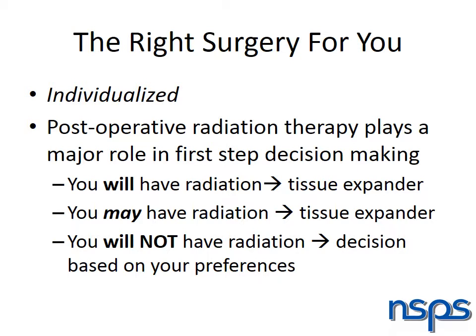Choosing the right surgery for you requires discussion between you and your surgeon. The need for postoperative radiation will play a role in your first decision-making step. In general, if it is known or suspected that you will need postoperative radiation therapy, it is strongly recommended that you begin with tissue expander reconstruction. If it is known that you will not need radiation therapy, the decision regarding initial reconstruction surgery is guided more by other factors, including individual preference.